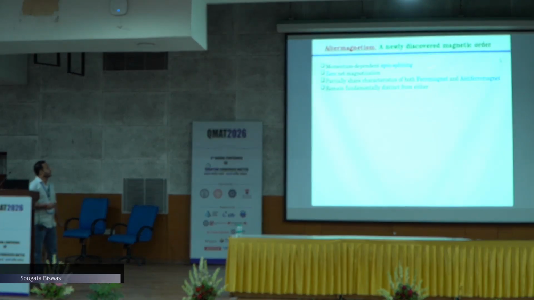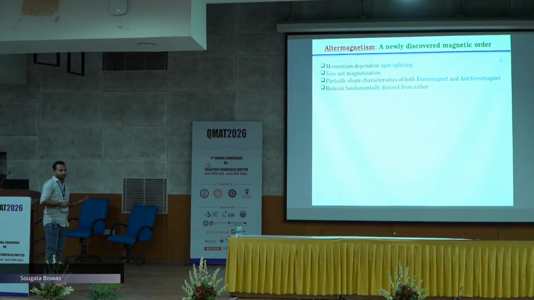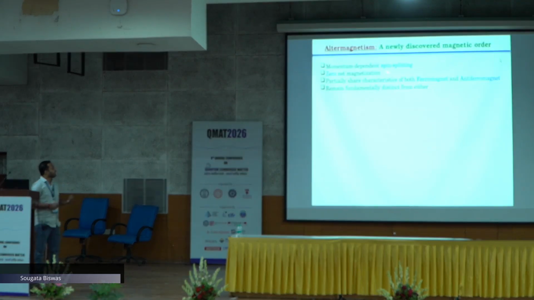So, it basically combines the advantages of both the ferromagnet and the antiferromagnet. From the ferromagnet, it shows the spin splitting over the momentum path. At the same time, like the antiferromagnet, it shows net zero magnetization. Due to this, these altermagnets are very promising for application in spintronic devices.